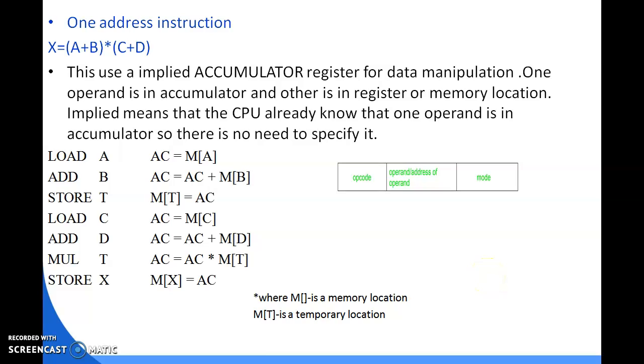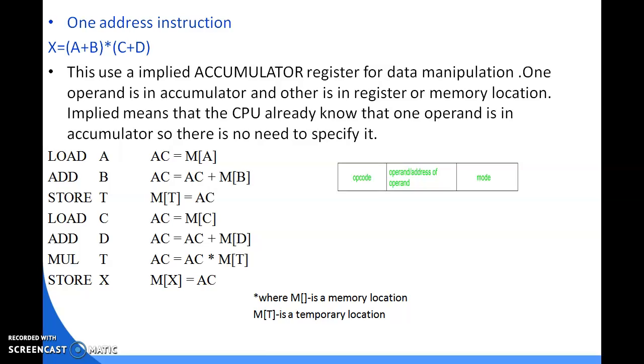Today I'm going to discuss the one address instruction. In the last class, we discussed the different types of instructions: zero, one, two, three address. Last class we discussed the zero address instruction, so today I'm going to focus on the one address instruction. This instruction can be analyzed by taking an example: x equal to (a plus b) into (c plus d).